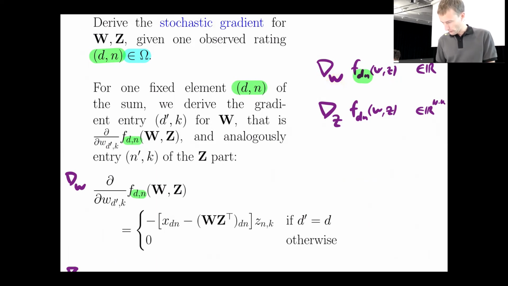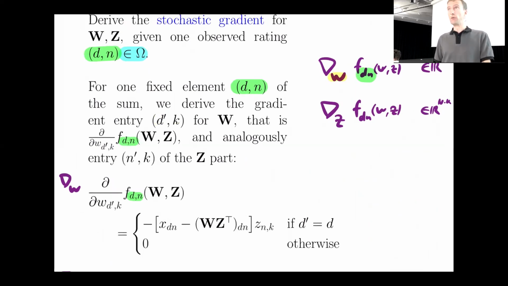So for all entries of W, I have to give them some names, right? W is a D by K matrix. So I can ask about the D-K entry, but D is already used, right? We said D is fixed. So I introduce this other variable D prime, just to give names to the entries of W. Once I've given them names, I can ask, for just one parameter, the D prime K, how quickly is my loss function changing in this one parameter? And that's really what we're going to compute now.